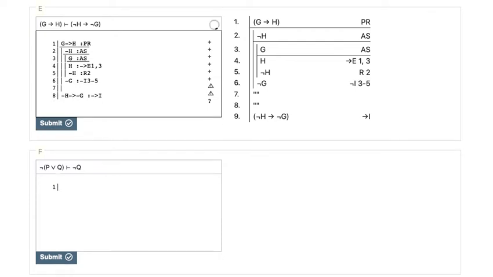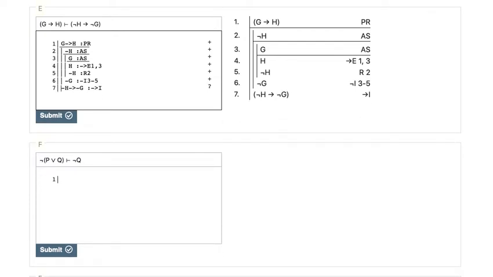So back out in the main proof now, we had a subproof where we assumed not H, we got not G. That lets us get not H, arrow not G, by arrow introduction, 2 through 6. And again, Carnap says green, check mark.